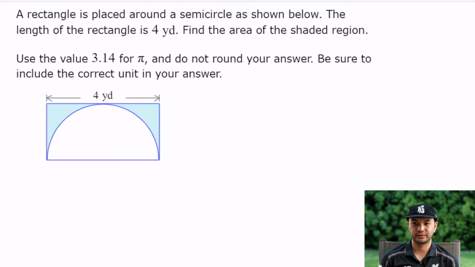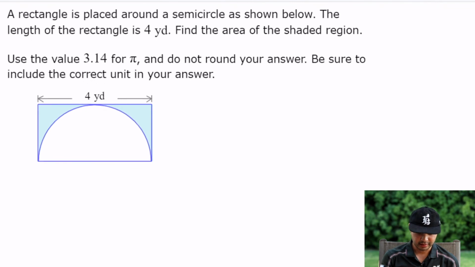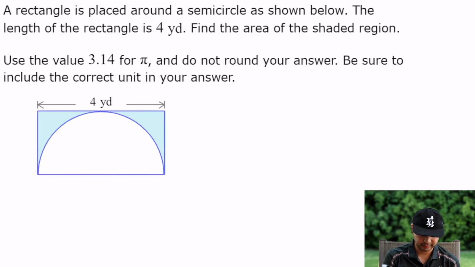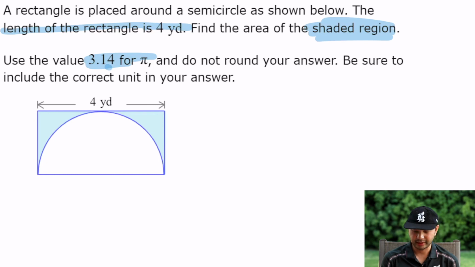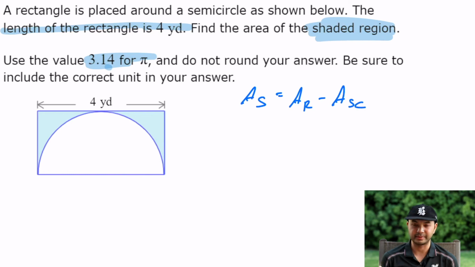All right, so let's go for the last example here. A rectangle is placed around a semicircle as shown below. The length of the rectangle is 4 yards. Find the area of the shaded region, and use 3.14 for pi. Okay, so let's make a plan here. The area of the shaded region is going to be equal to, we have a rectangle here, right? So I want the area of the rectangle minus the area of the semicircle.